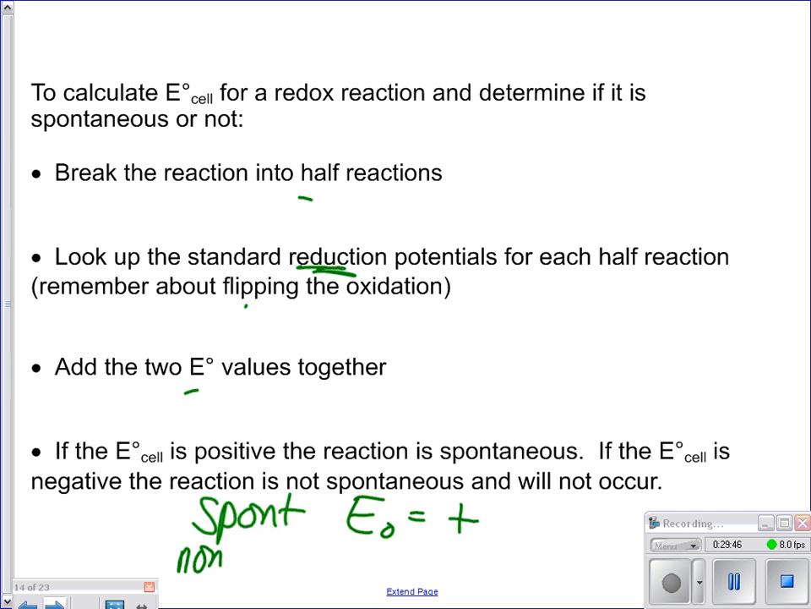It is considered non-spontaneous if your voltage is equal to a negative value. I know it's written right here, but sometimes seeing that handwritten catches your eye a little bit better.